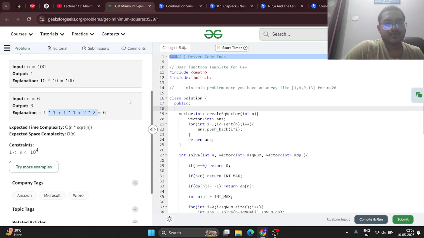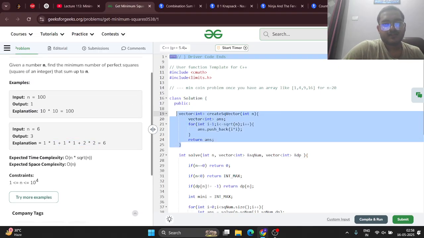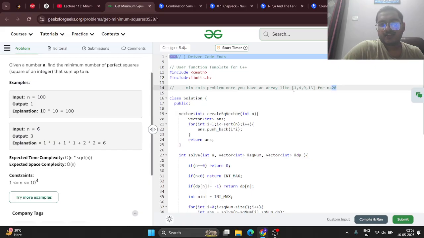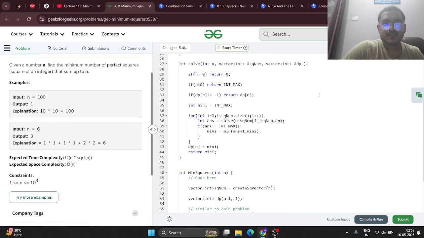So basically I first created a different kind of vector. Let's say n is 20. So I get a vector of squares: 1, 4, 9, 16. And use the same concept of minimum elements, like the min coin problem, same kind of thing. So for getting 20 we can go for 16 then 4. The minimum problem we solved yesterday was similar to that.